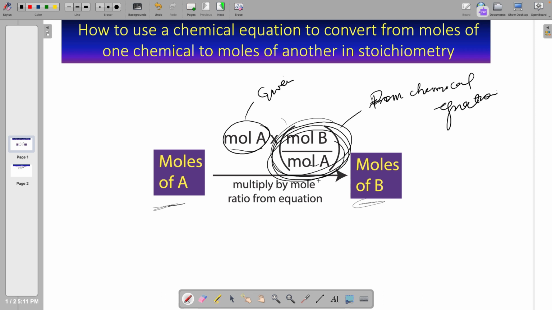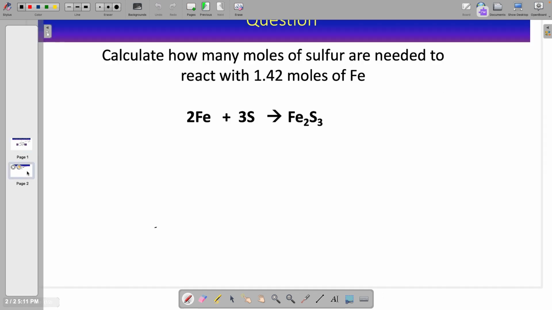And once you do, the moles of A in the given problem cancel out the moles of A from the chemical equation. So you are now left with just moles of B. And that is what you want. So let's proceed to look at a problem.